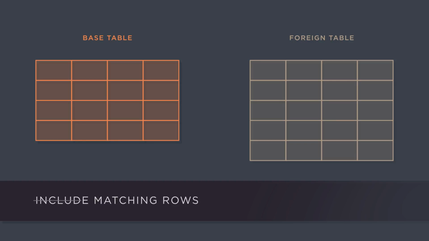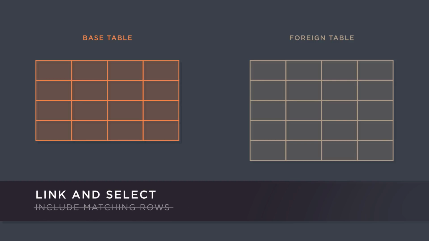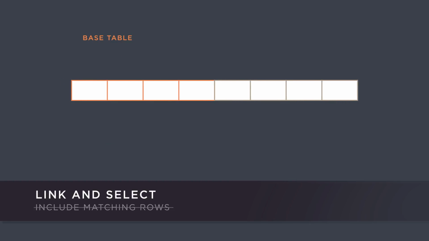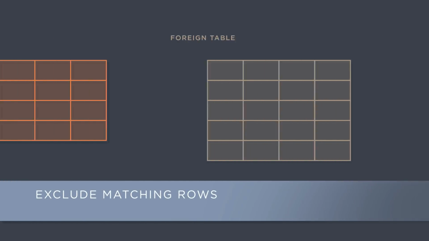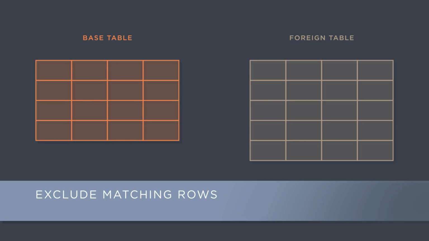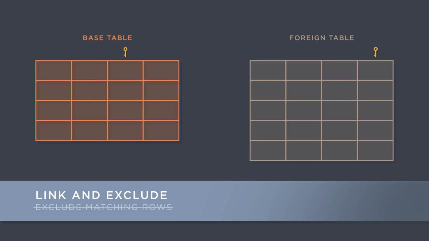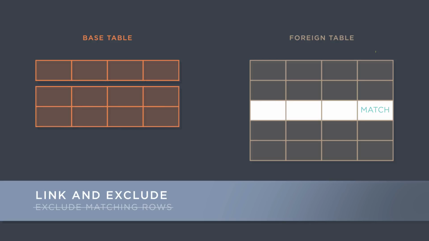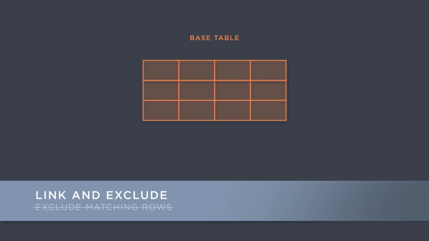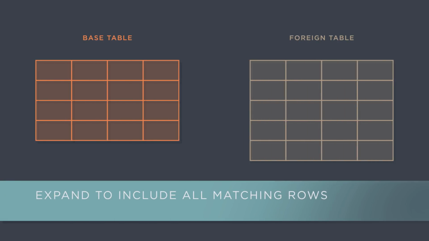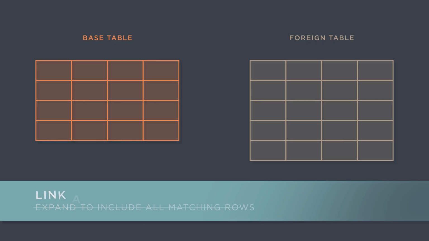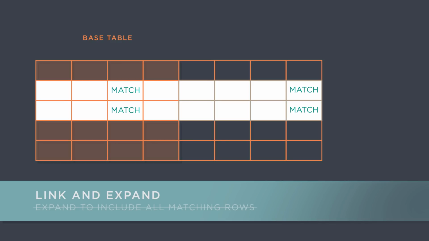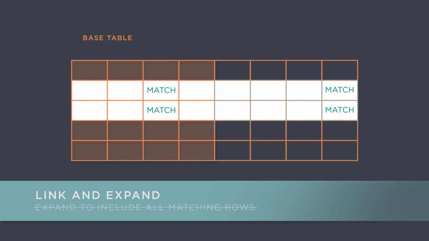Include matching rows is renamed Link and Select. This works similarly to Link, except only matching rows are retained. Exclude matching rows is simplified to Link and Exclude. Here, we only retain rows in the base table that don't have a match in the foreign table. Expand to include all matching rows is now Link and Expand. This works like Link, except all matching rows in the foreign table are taken into account.